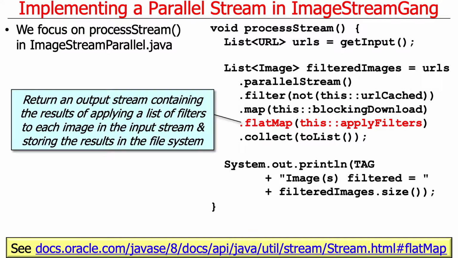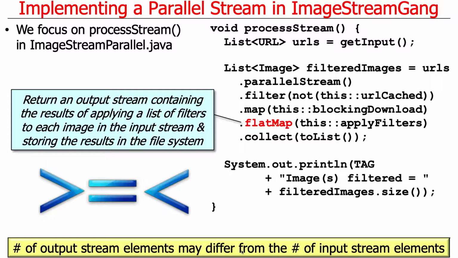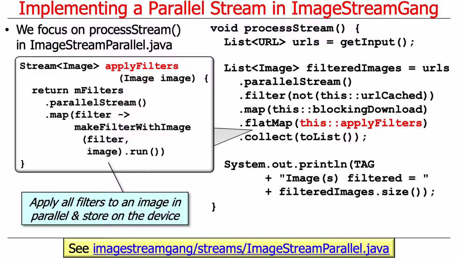So when all is said and done, we end up with a stream of images to non-cached URLs. Then we're going to go ahead and apply filters, and we'll end up with more elements coming out of this at the end. That's because flatMap, as we talked about before, can have more elements, fewer elements, or an equal number of elements compared to the number of elements it was given. In this case, it's going to be more because each image has multiple filters applied to it.